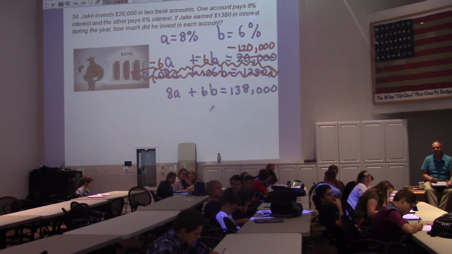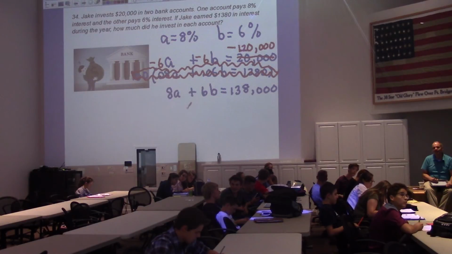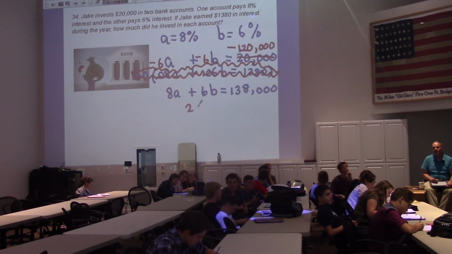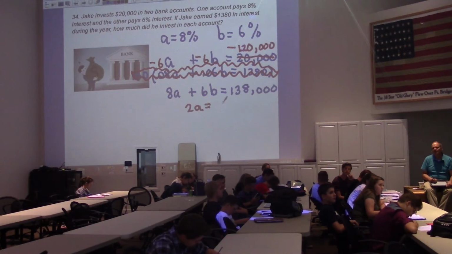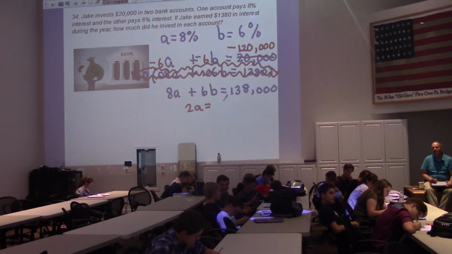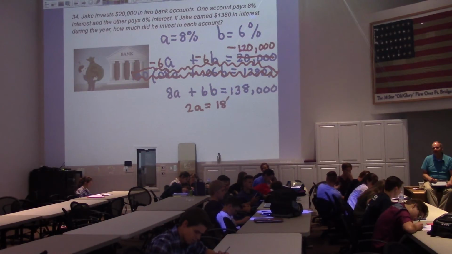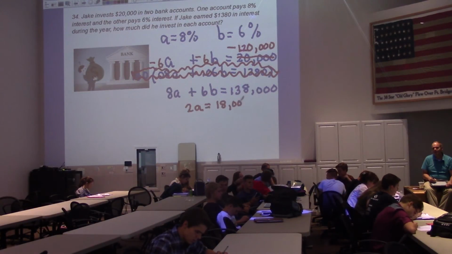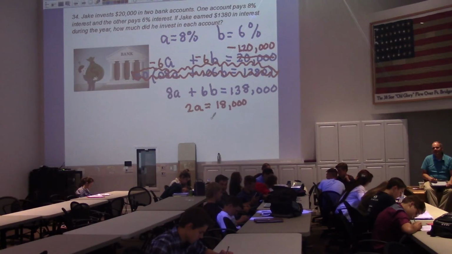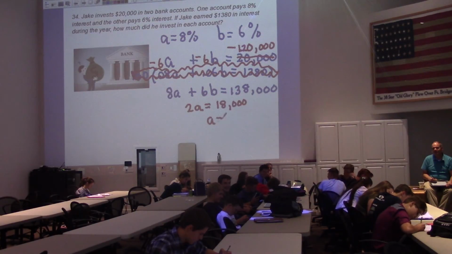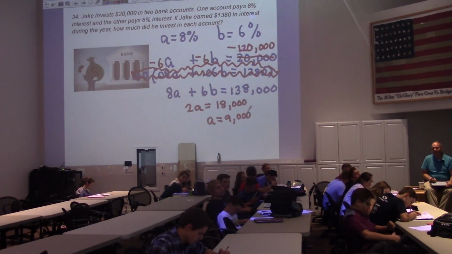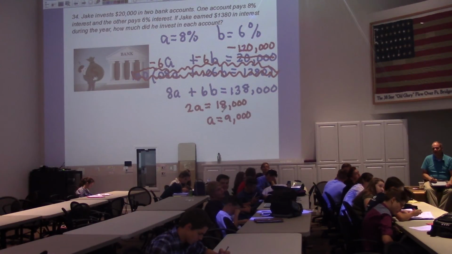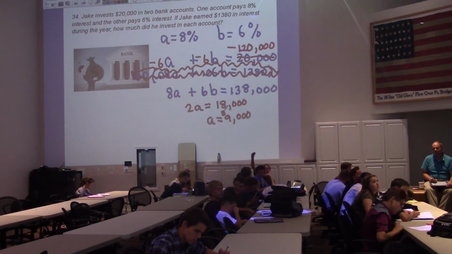So we're trying to solve it. So it's going to be what? Add the A's up. 2A equals what? 18,000, right? That's okay. So what is 18,000 divided by 2, guys? 9,000, right? Let's put a dollar sign there because it is a money problem.